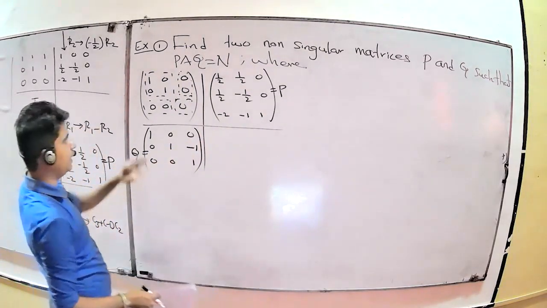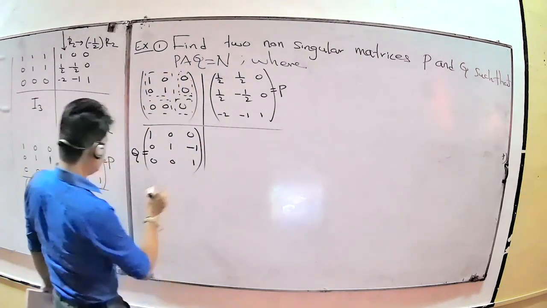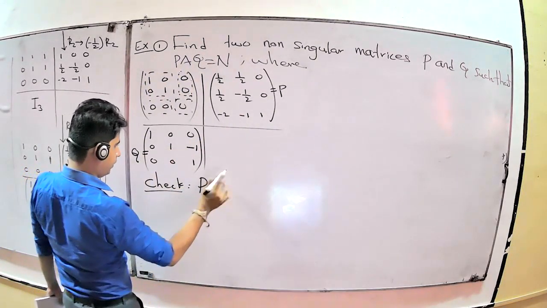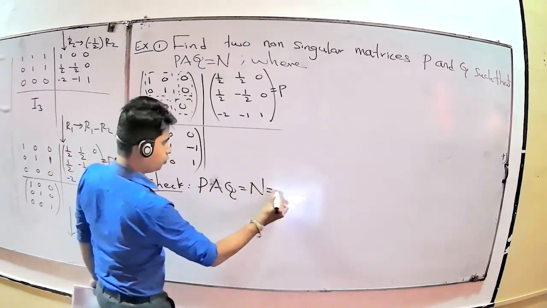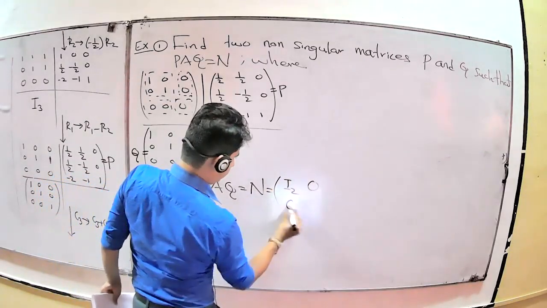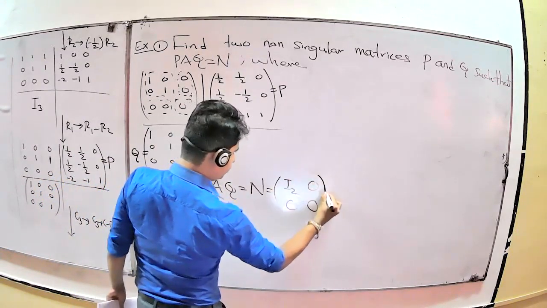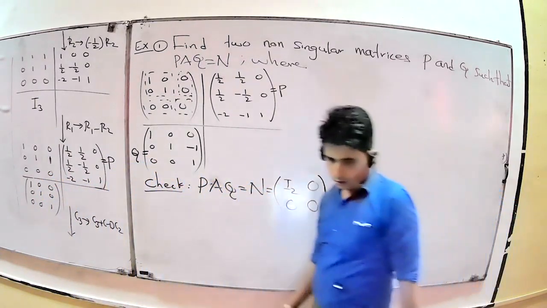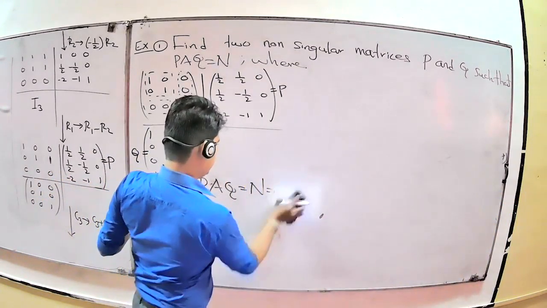You want to check whether this condition is satisfied or not. Okay. For that, what's the thing you want to show? Check, right? You want to show that PAQ equals N. N means you now know the form of N: I2 0 0 0. I_R is the general normal form. Here R is 2. Therefore, you want to get I2 0 0 0.